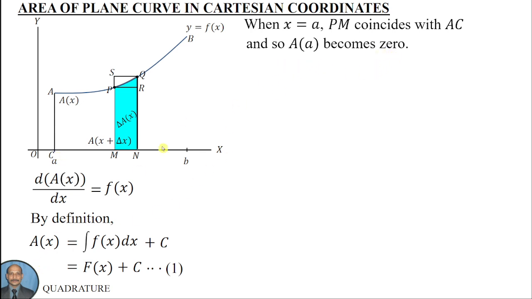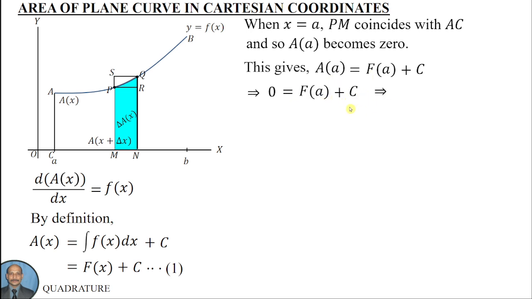So this gives, when x is equal to a, the left hand side becomes A(a) is equal to, the right hand side becomes F(a) plus C. That is, simply replacing x by a, we get this relation. But A(a) is the area of the region APMC when PM coincides with AC. That means A(a) is equal to 0. So we can write 0 is equal to F(a) plus C. This gives C is equal to minus F(a).